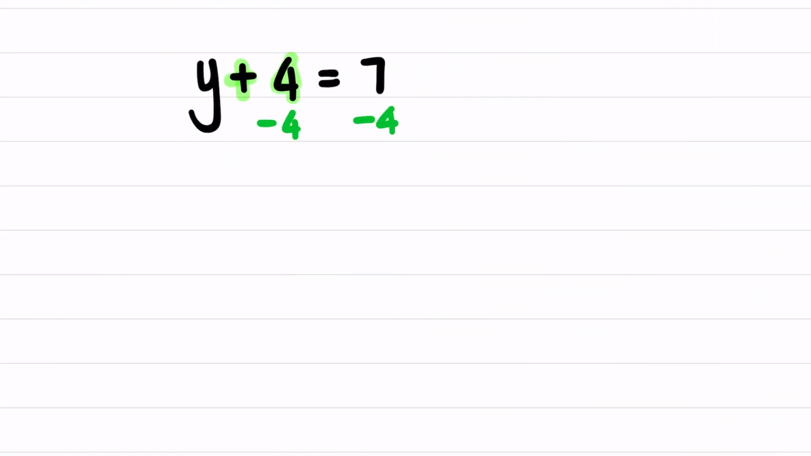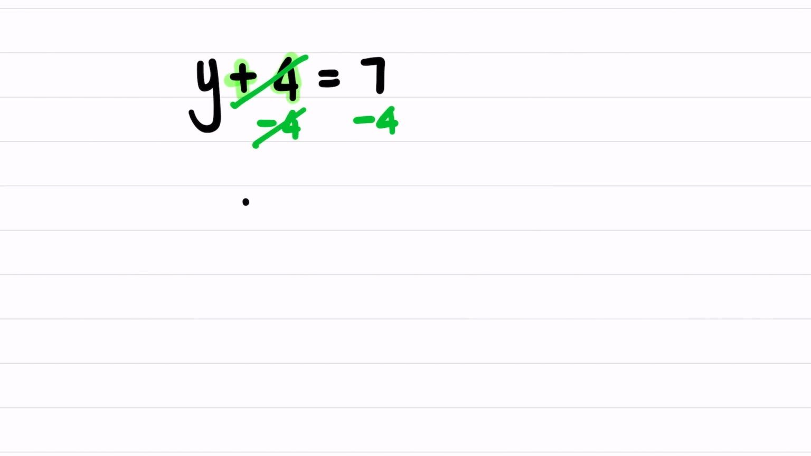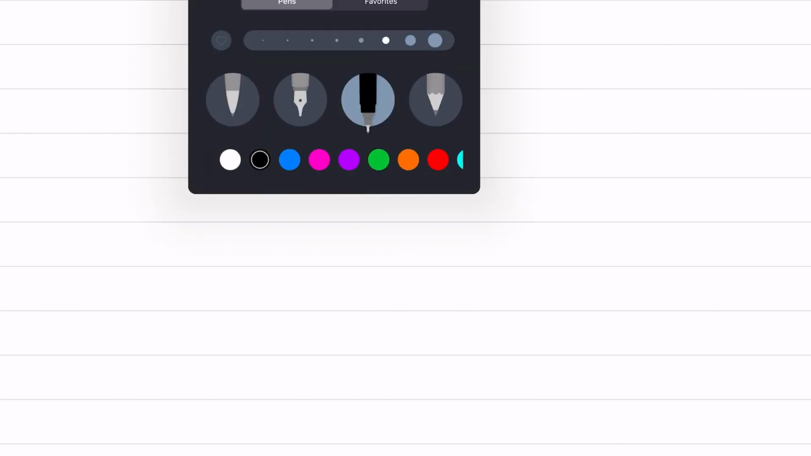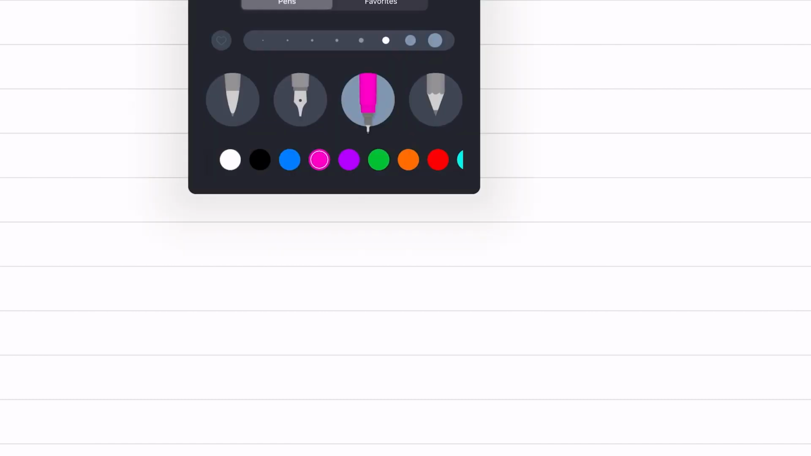So now if I had y plus 4 minus 4, that would mean that the plus 4 and the minus 4 would cancel. So we'd be left with y equal to 7 minus 4, which is 3. Alright, I have y minus 2 equal to 10. So if I look at this, I can see that I have a minus 2 stopping the y from being by itself. So to get rid of a minus 2, I'm going to do the opposite of minus 2, which is plus 2. I'm going to plus 2 to both sides.